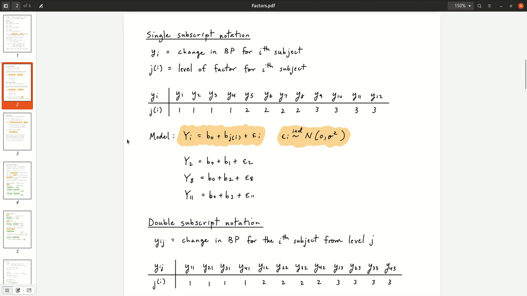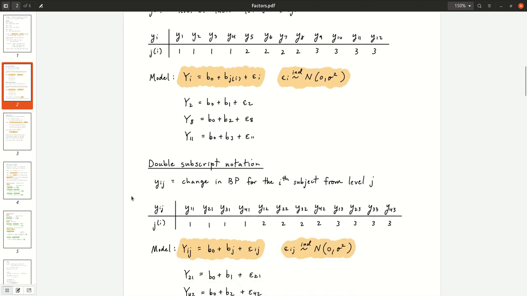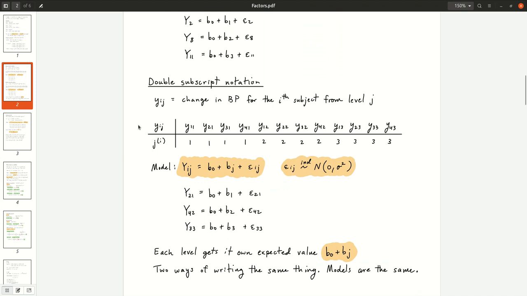We'll probably be using this one most often, but you also see this double subscript notation, which is the following. So in this notation, we incorporate the level of the factor into the notation for the response. So here we write y subscript ij, and what that means is this is the change in blood pressure for the ith subject from level j. Okay, so here i has a different meaning. We're not just listing out i equals 1 to 11. We're labeling subjects within the level of the factor. So here i is only going to run from 1 to 4. And that's because there's a maximum of 4 subjects per level of the factor.